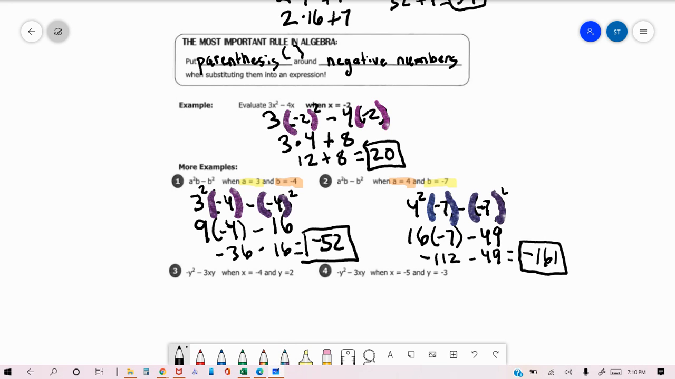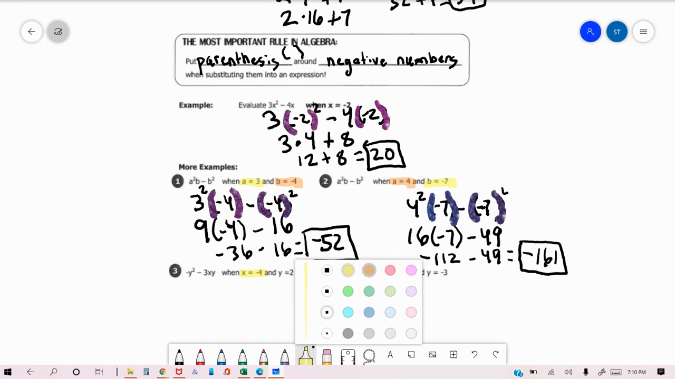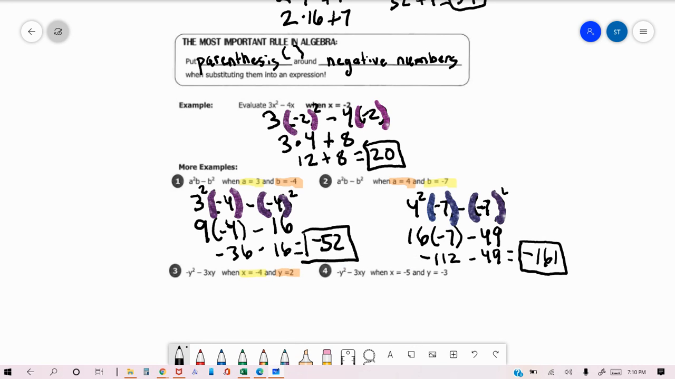Okay? All right, our next problem states that x is going to be negative 4 and y is going to be 2. All right, so negative 2, and we're going to put our 2 in parentheses, squared, minus 3 times negative 4 times 2. And even though 2 is not a negative, we're still going to put it in parentheses. That way you can see that it is being multiplied by the other number.